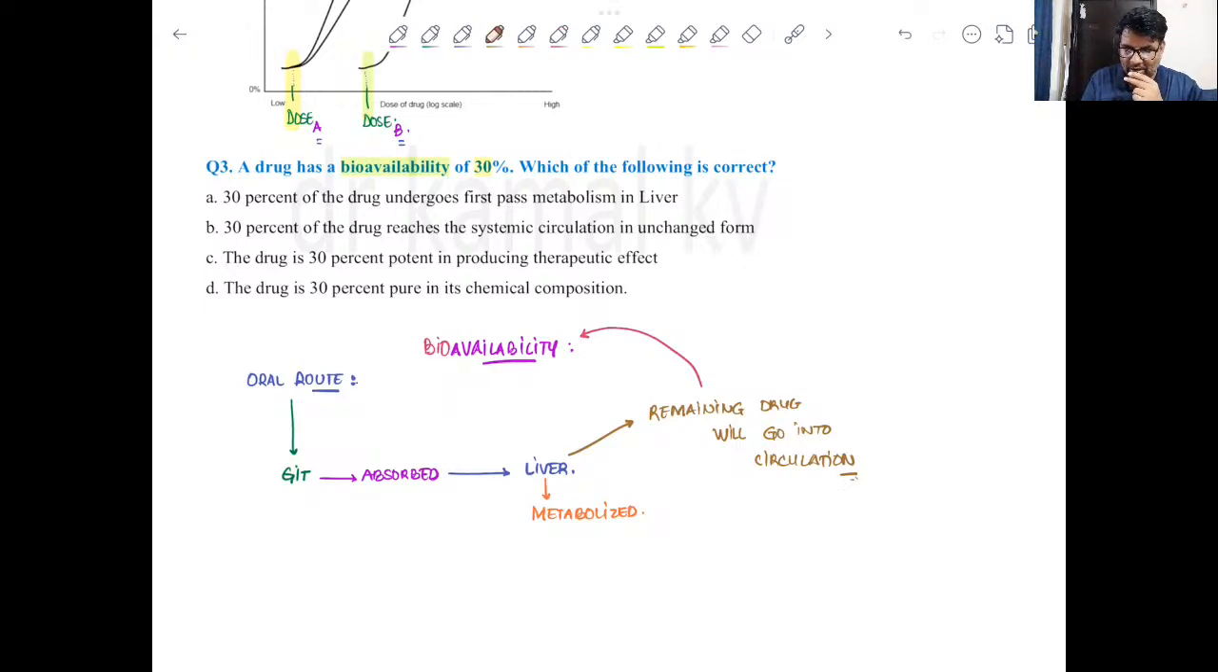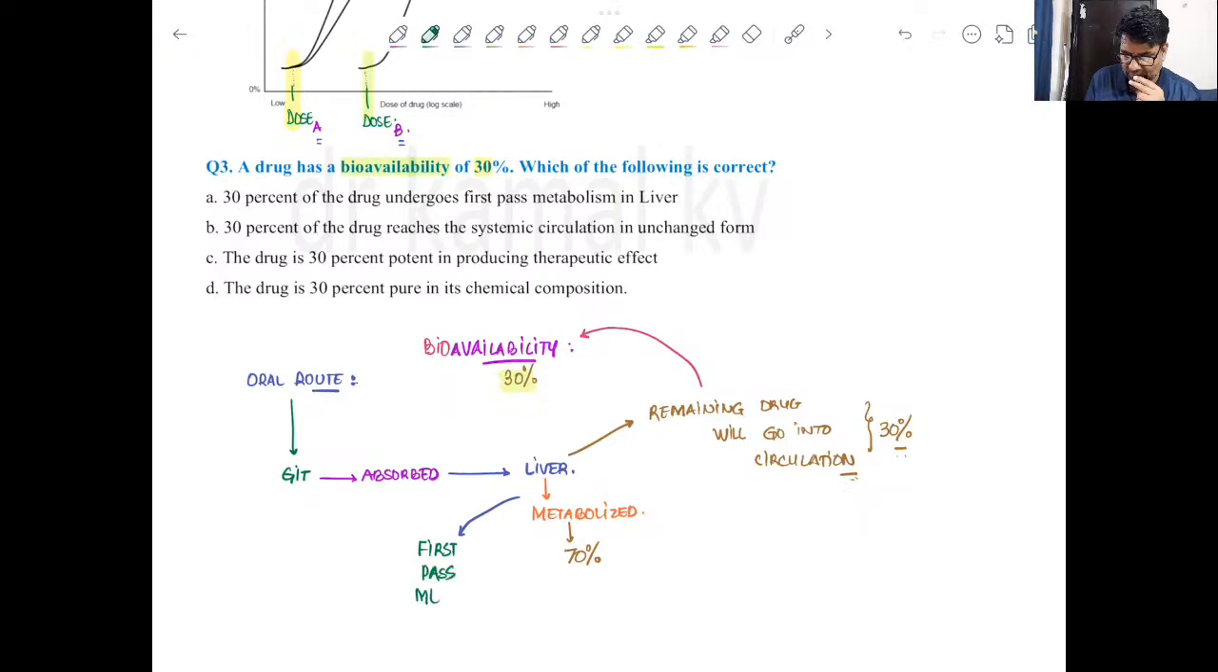Suppose now we take this condition, the bioavailability is 30%. So it means only 30% of the drug is going into circulation to produce the effect. Then what does it mean? The 70% is metabolized, right? So this is the concept of bioavailability, and the metabolism which is occurring here in the liver is known as first pass metabolism.